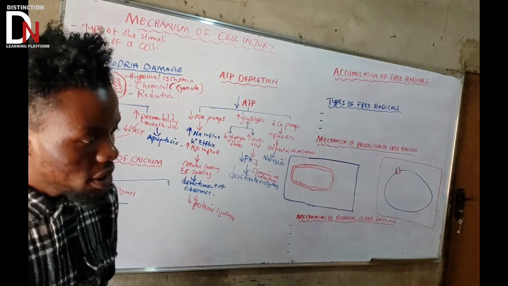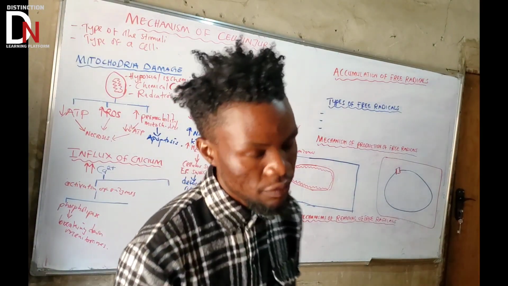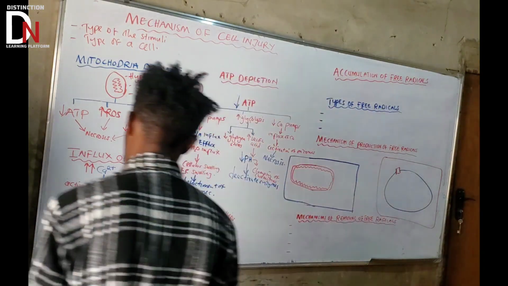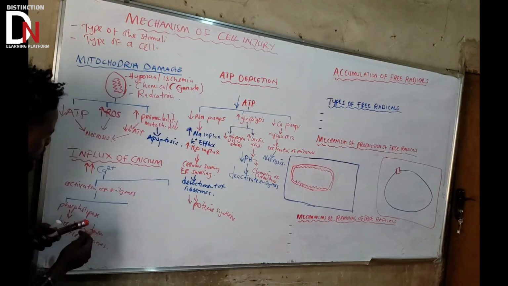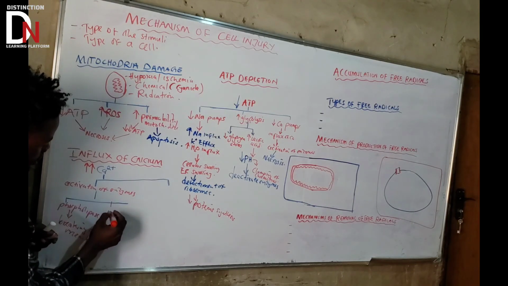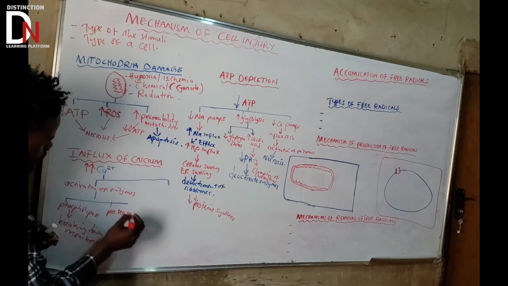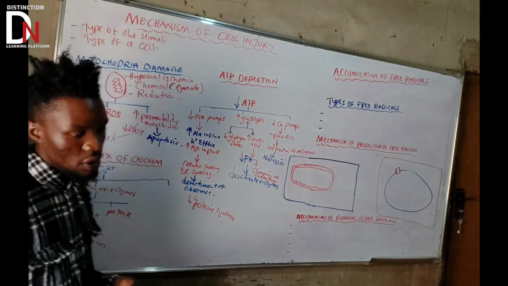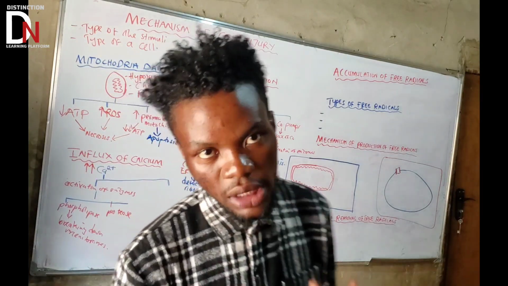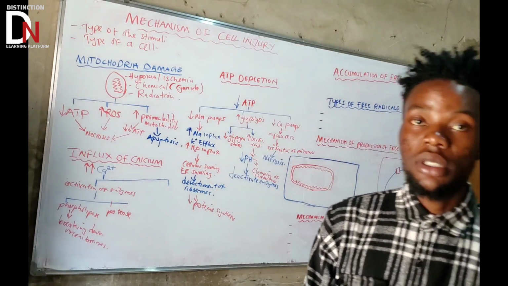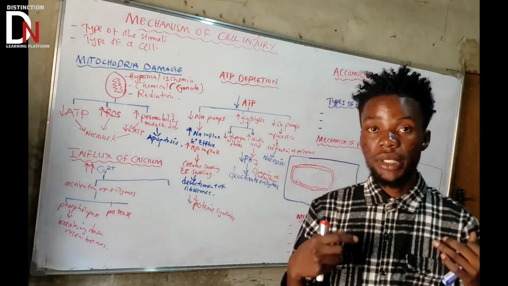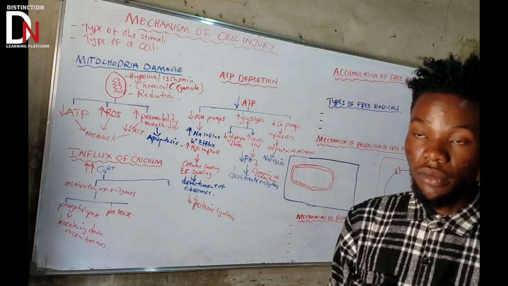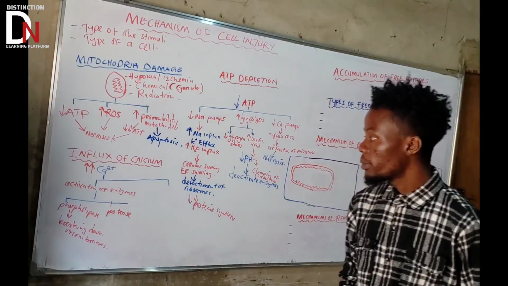Then what is the other enzyme that's going to be activated? The protease. The protease is going to do two things. Instead of phospholipid, it's going to start breaking down the cytoskeleton proteins. If it's breaking down the cytoskeleton proteins, then it will lead to the breaking down of the membrane as well.